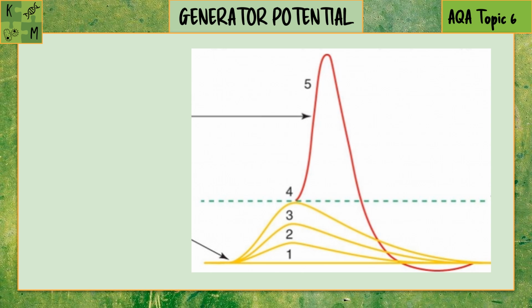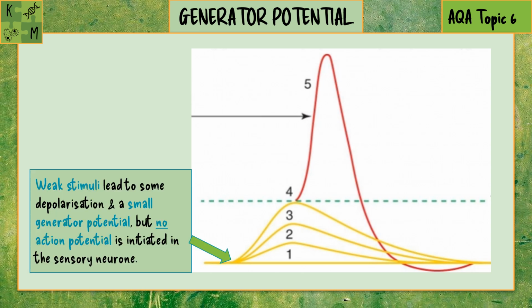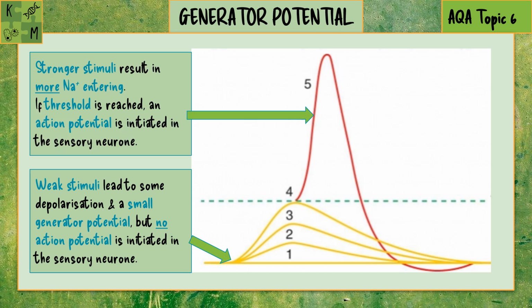We call these generator potentials, and unless the depolarization is sufficient, the sodium ions are pumped back out and no action potential is initiated within the axon. For an action potential to be produced in the axon, the stimulus must be sufficient to cause enough depolarization to reach -55 millivolts. At this point, referred to as threshold, a different type of sodium ion channel opens. These are voltage-gated sodium ion channels, and their opening leads to a huge influx of sodium ions into the axon, causing massive depolarization. This is an action potential.